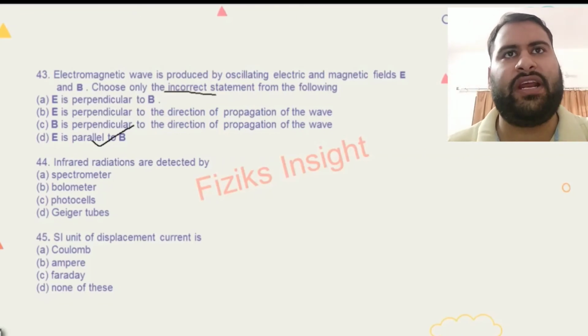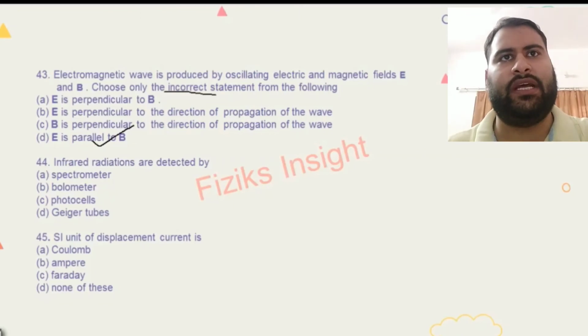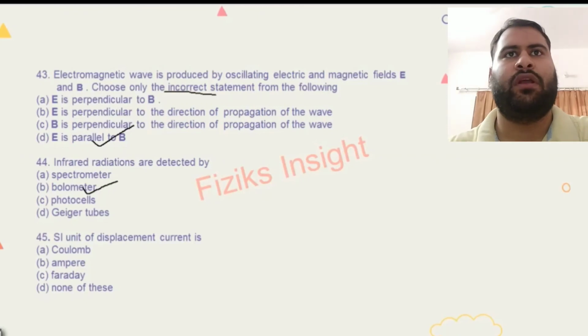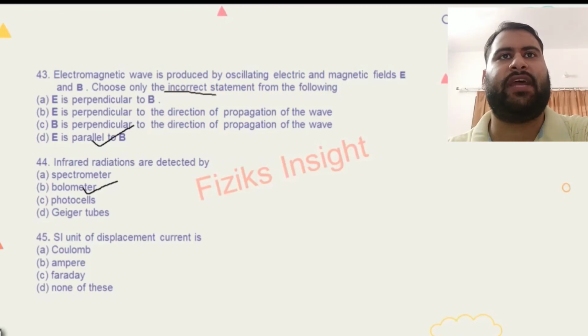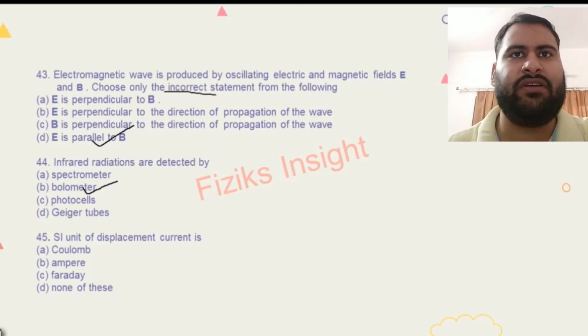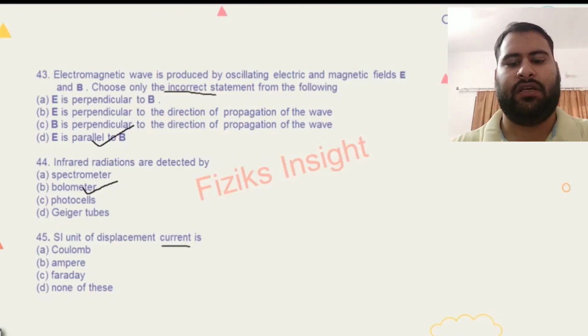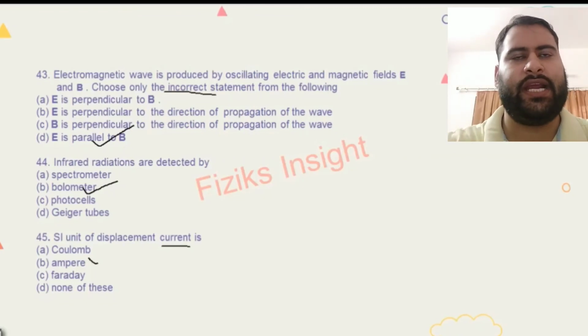Now next, infrared radiations are detected by spectrometer, bolometer, photocells, Geiger tubes. So for 44th question, the B part is correct answer, bolometer. Bolometer is a device which determines the intensity of radiation by heating effect. So bolometer is used. Now SI unit of displacement current is Coulomb, Ampere, Faraday, none of these. See, displacement current is a type of current. So the SI unit of current is Ampere. So here B option will be correct.